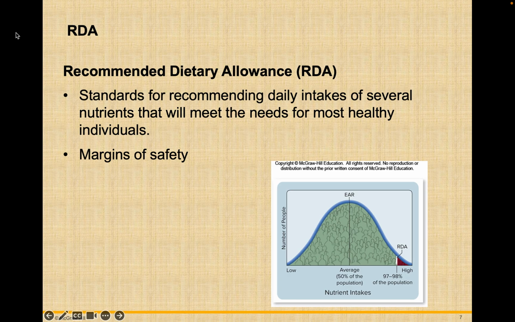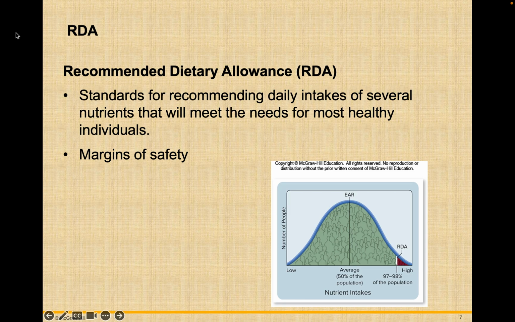You may see the recommended dietary allowances, or the RDA, mentioned in articles about nutrition and health. They are the standards used by dietitians to recommend daily intakes for individuals and groups. Notice RDAs allow for a large margin of safety, 97 to 98% of the population. In other words, those recommendations will cover the nutritional needs of 97 to 98% of the population. Compare this to the EARs, which is the amount of a nutrient that meets the needs of only 50% of people.